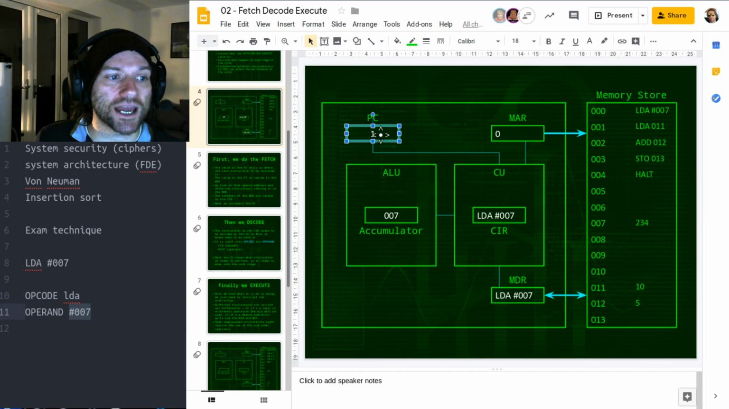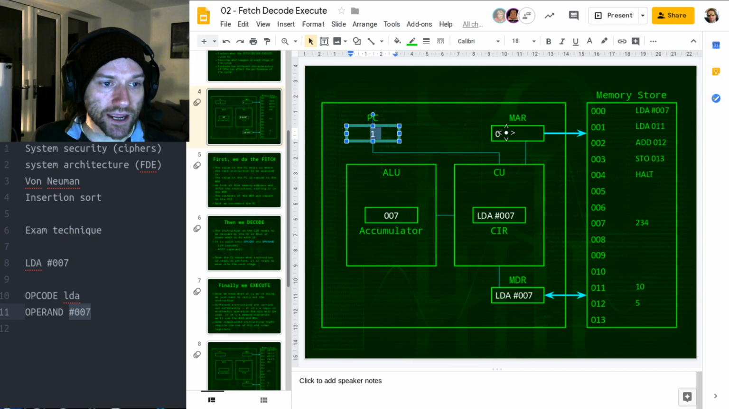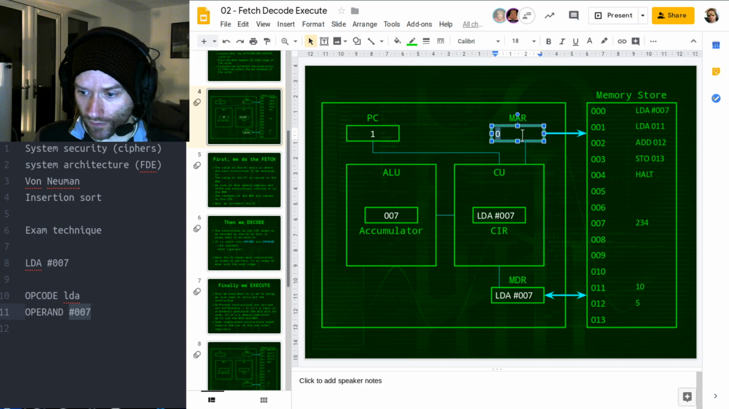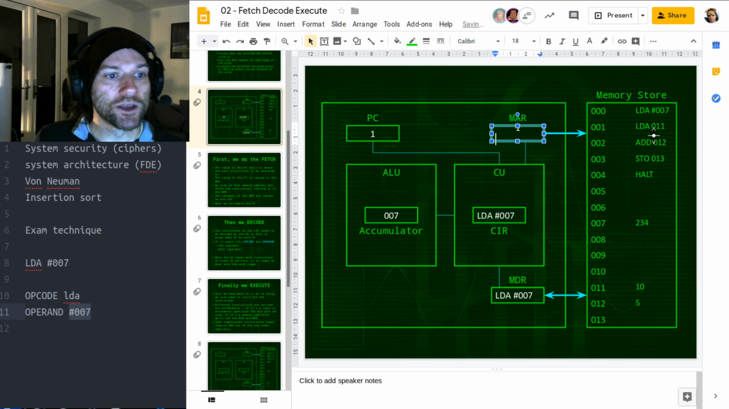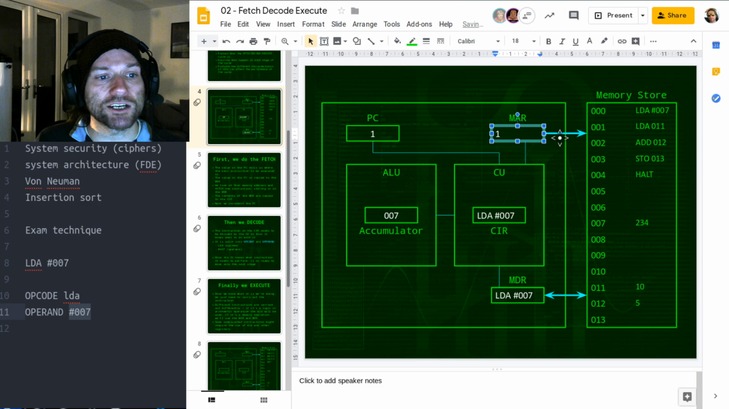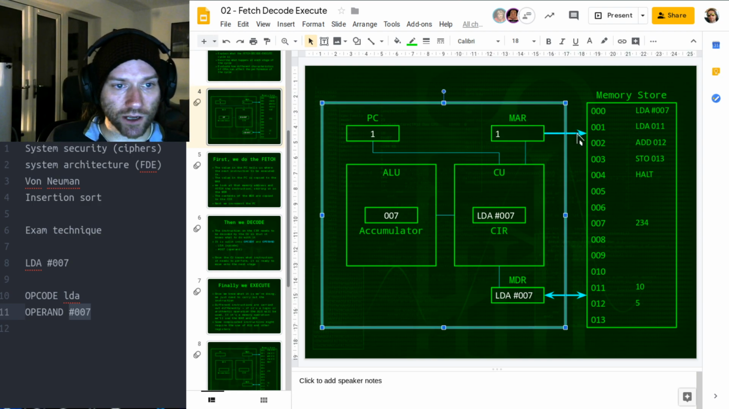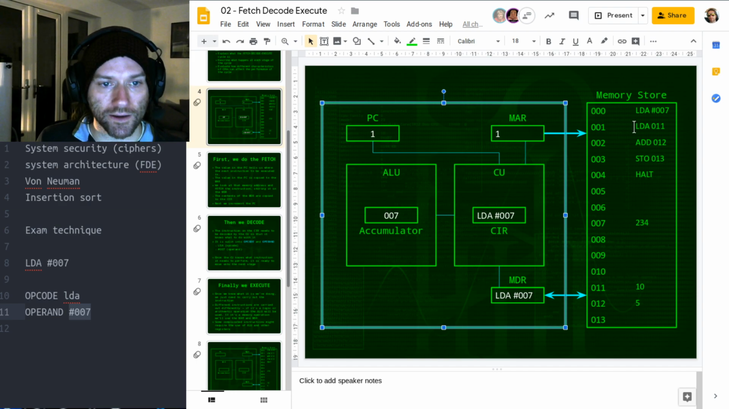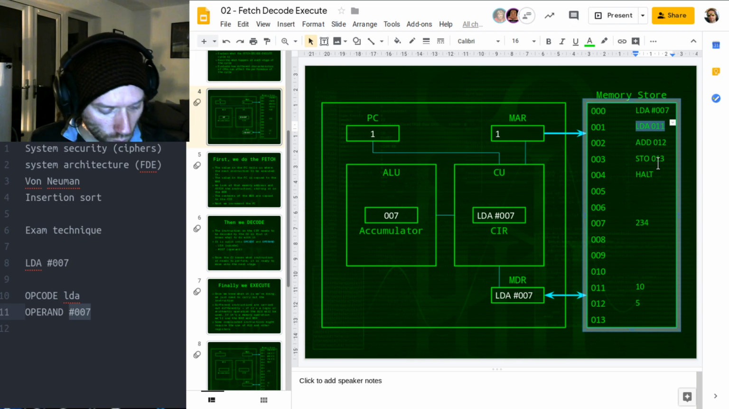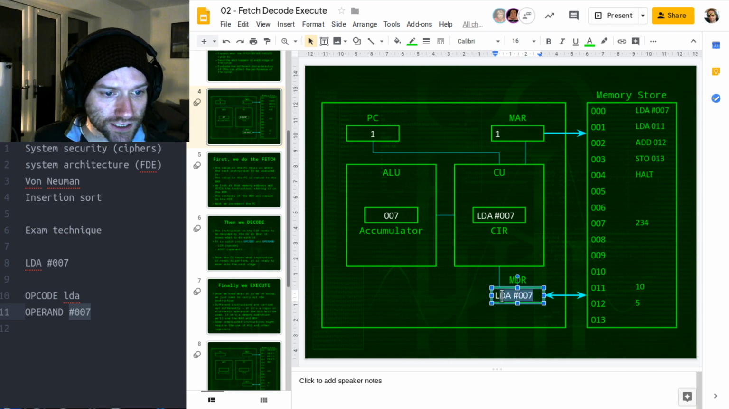So let's go through the fetch again. We copy the value from the PC into the MAR. Without a hash, it means look up that location in memory, which is what I'm going to show you next. Our value in the MAR is now 1. That is the address we are going to look up in the memory store. So we go across the address bus and look up memory store location 1. It currently has LDA 011 in it, so we copy that across the data bus and store it in the MDR. There it is.